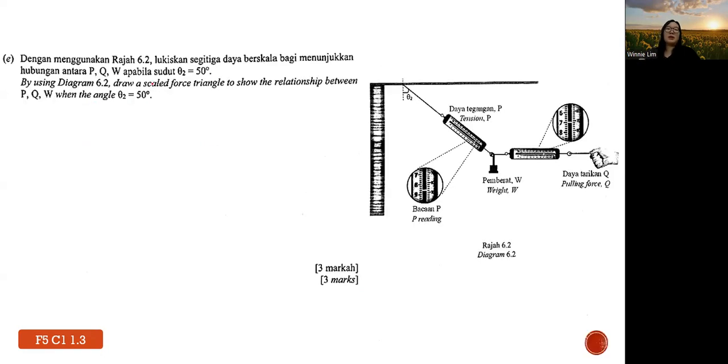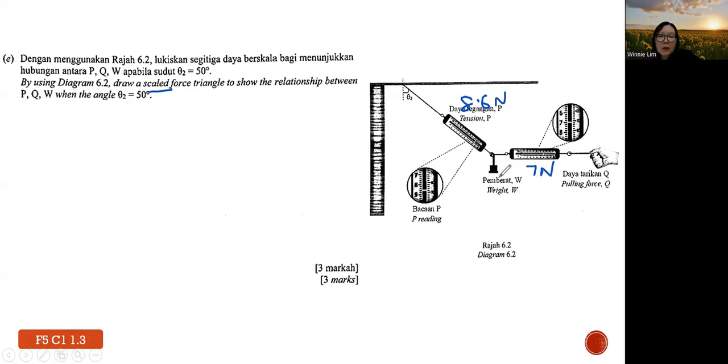Then by using diagram 6.2, draw a scale force triangle to show the relationship between P, Q and W when the angle theta 2 is 50. Once they mention scale force diagram, that means no other choice. You need to use a ruler and protractor, and draw to the actual scale. So how should you draw it? Firstly, you need to know the values. Your pulling force is 7 Newton, and this one is 8.6 Newton.